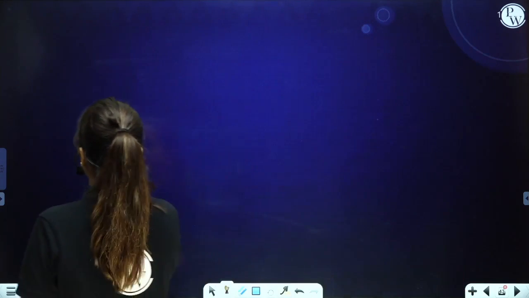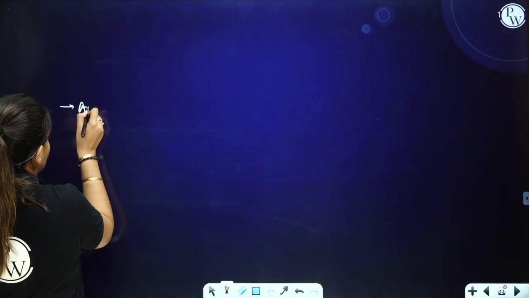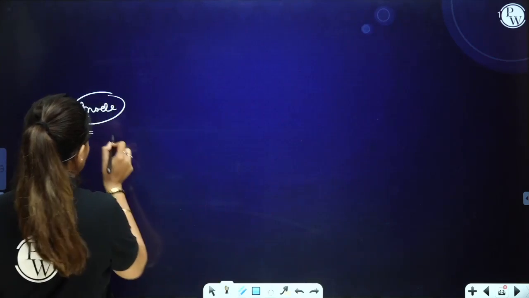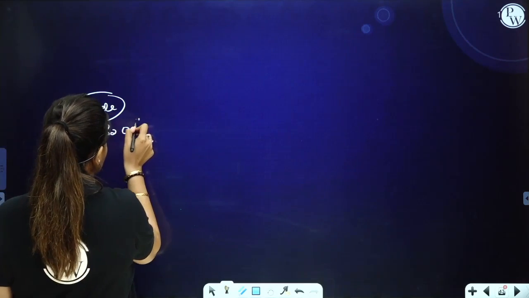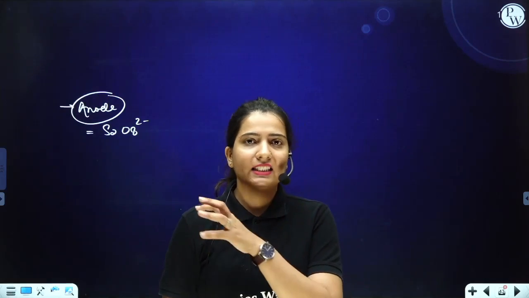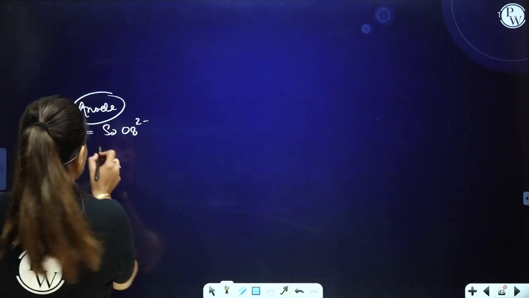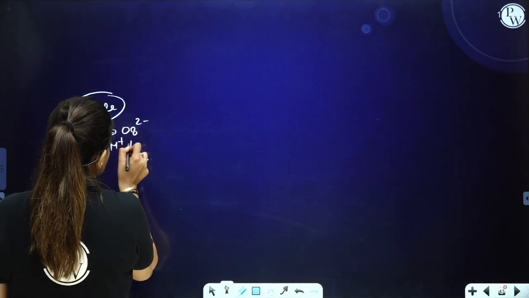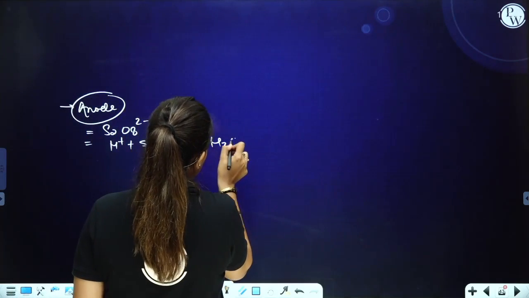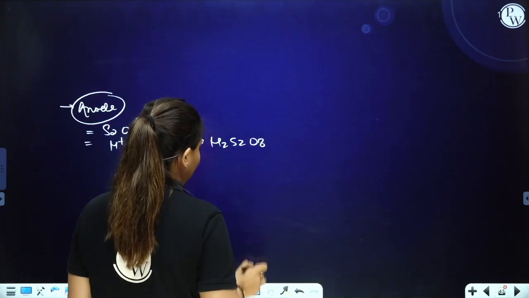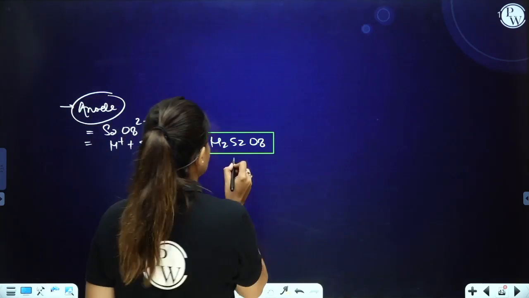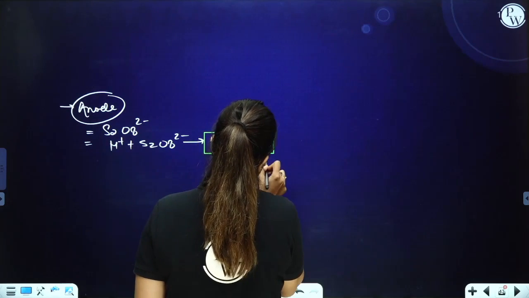Now at the anode you are able to see that you have the S2O8 2 negative ion present, but you know that your solution also contains H positive ions. So this ion will not be present alone. It will combine with H positive to give you H2S2O8. This is called Marshall's acid.